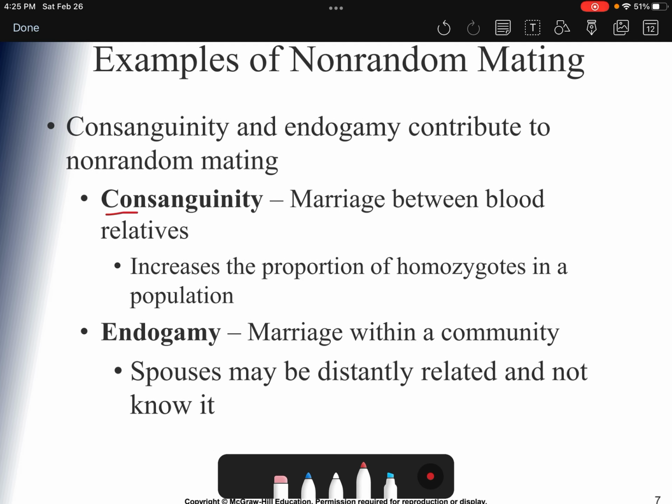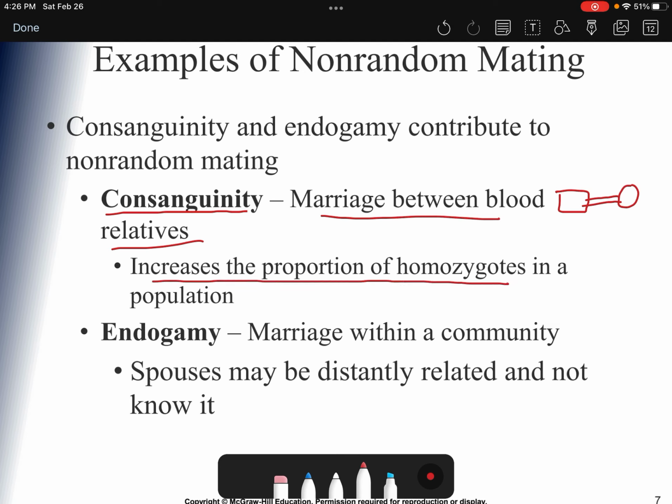We've talked about consanguinity before. That's marriage between blood relatives. When we would do the pedigrees, and there'd be that double line in between, that usually indicated that they were closely related. We said a lot of times in the royal family they would do that. The reason we ban that, we have laws against marrying or having kids with people you're closely related to, is you have very similar genes, very similar alleles, and so it increases the proportion of homozygotes in a population if you were to have children with somebody you're closely related to. Thus, you could increase the risk of passing on serious genetic disorders because of that.